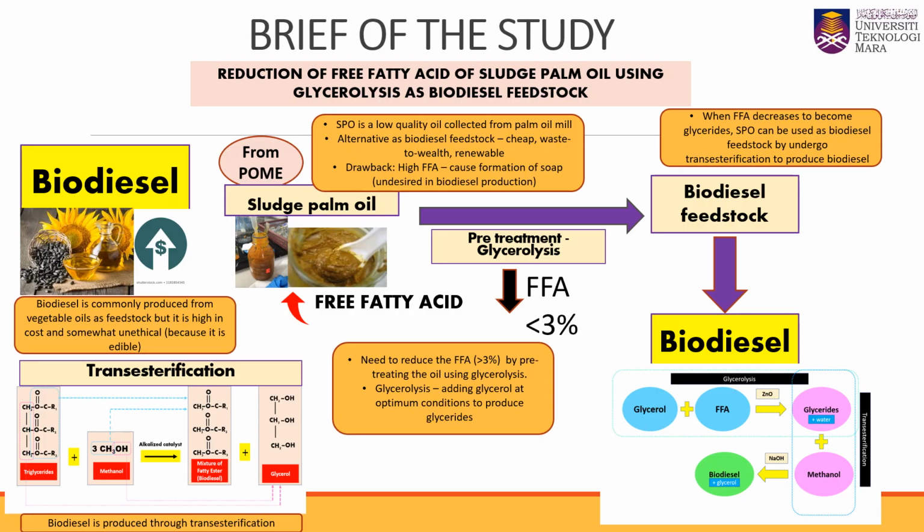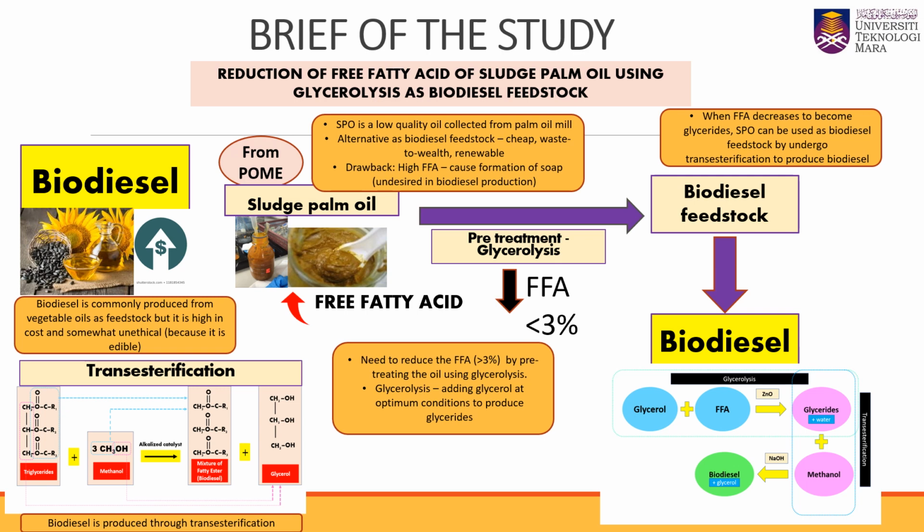Okay, so let me just give you the brief of the study. Basically, I want to use sludge palm oil as a feasible feedstock for biodiesel. Commonly, biodiesel is produced from vegetable oils, but the challenges are the high cost and that it is unethical because vegetable oil is considered edible.